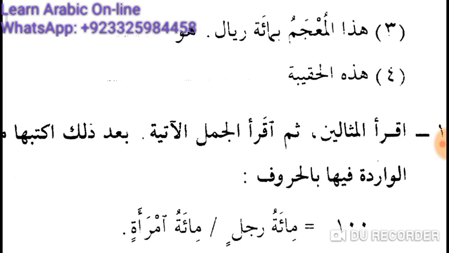هذا الكتاب رخيص، وذلك الكتاب غال. Good. هذا المعجم بمئة ريال. المعجم, what does it mean? Dictionary. Mu'jam means dictionary. Okay. هذه الحقيبة عالية. Good. Okay.